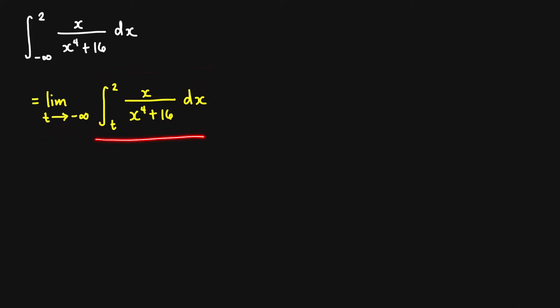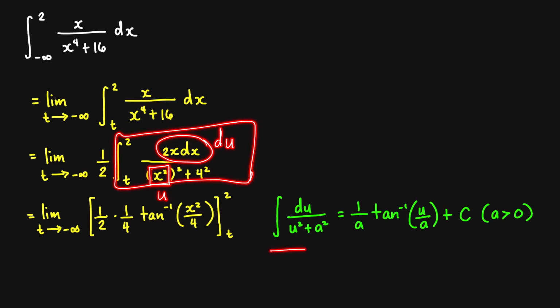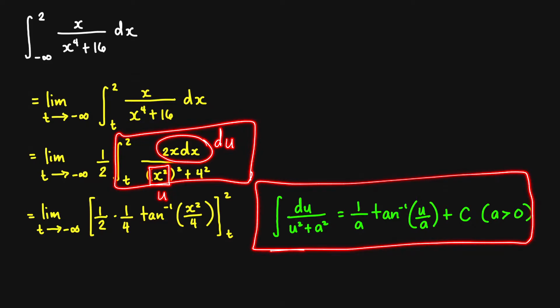We can easily evaluate this by substitution. We can write the denominator as the square of x squared, and then this constant here is the square of 4. If you think of this as our u, then the du is just equal to 2x dx. So this will be our du. Therefore, we can easily evaluate this integral using this formula here. The integral of du over u squared plus a squared is equal to 1 over a tangent inverse of u over a plus c, where a is greater than 0.